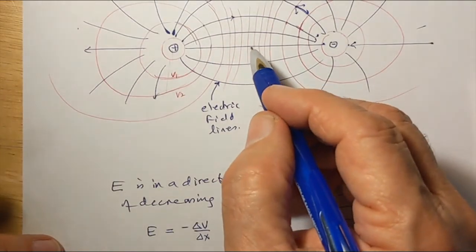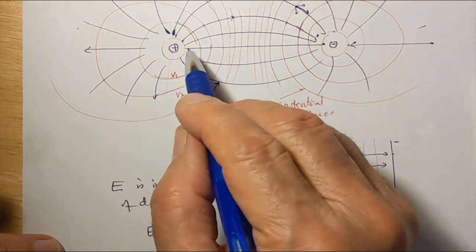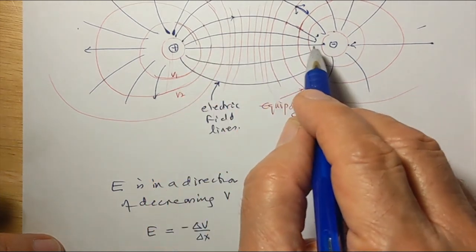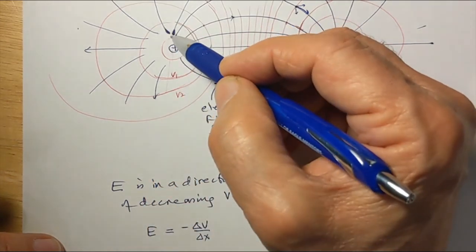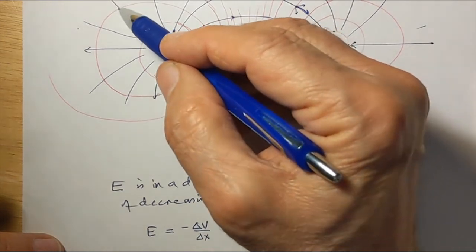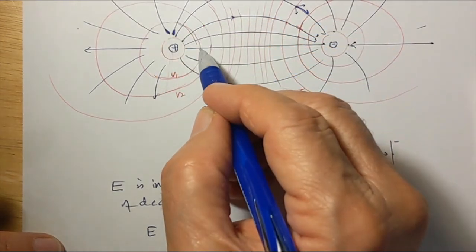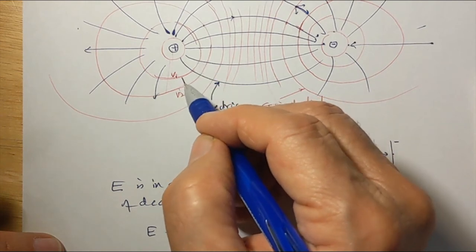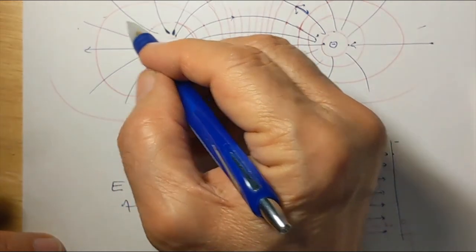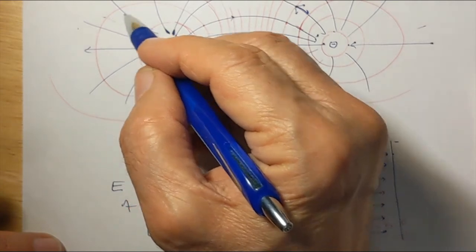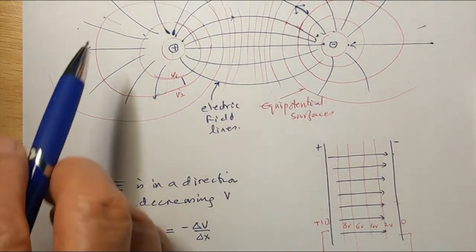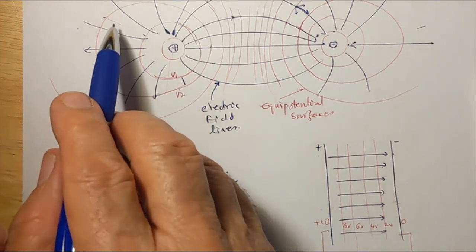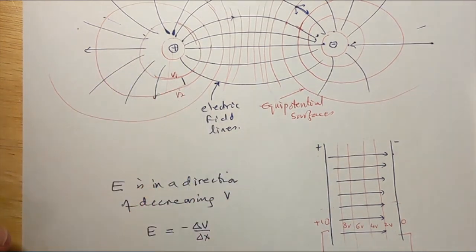So here the potential is changing from one value to the other in this much distance, so the electric field is large. If we go here, the potential changes from V1 to V2, it took this much space, but from V1 to V2 it's taking a much bigger distance. So here the dV by dx is smaller than here, so the electric field here will be smaller than here.